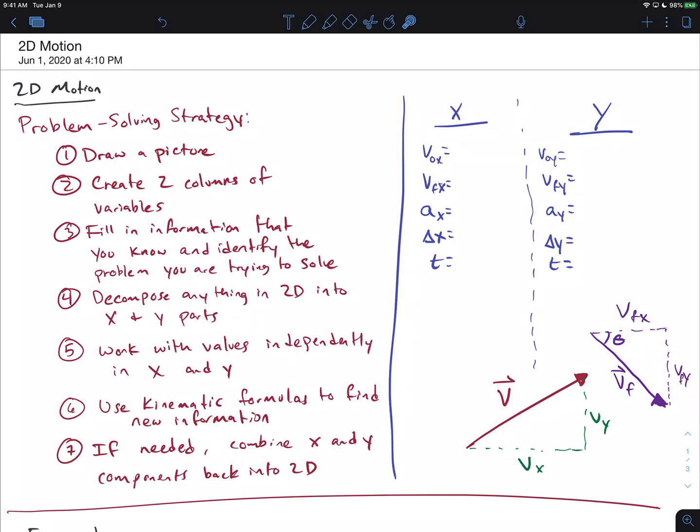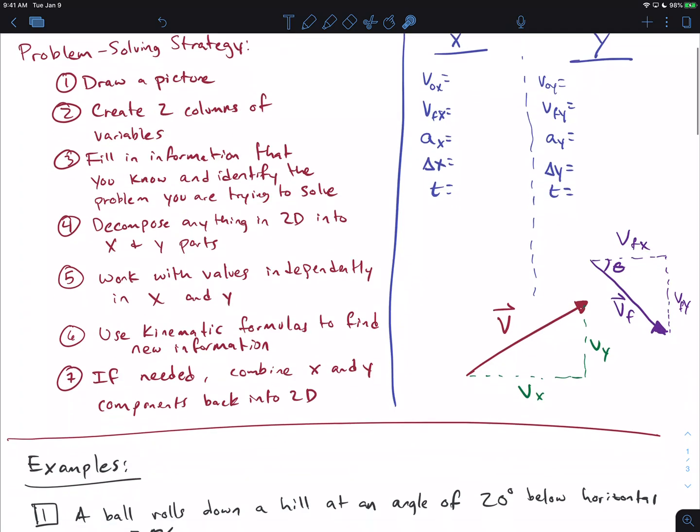Okay, so it'll be sort of, we start with 2D, break it up into its pieces, work with it, do all the formulas we need to do. At the very end, put it back together. Okay, make a triangle and put it back together. So let's go ahead and see how this works in action, right?